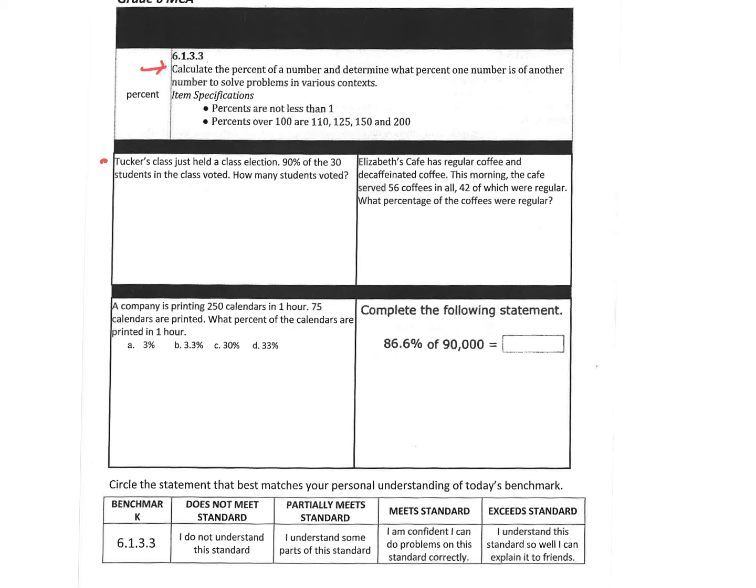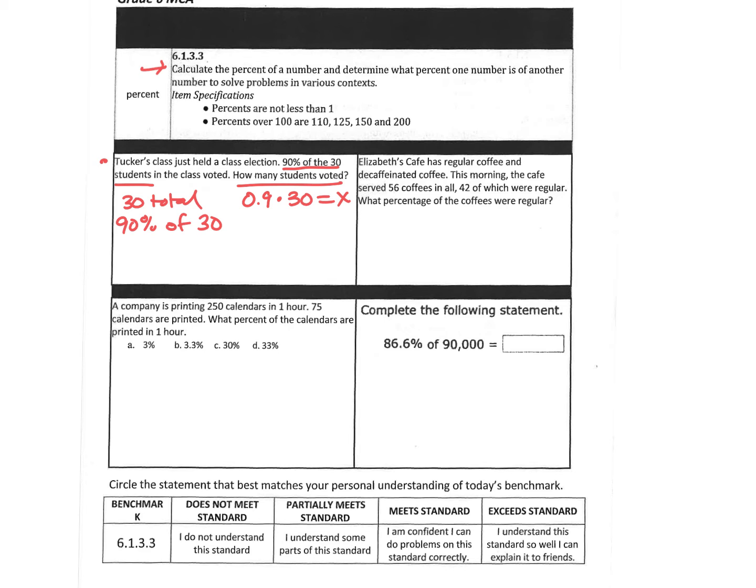Tucker's class held a class election. 90% of the 30 students in the class voted. How many students voted? So I know that 30 is my total, and I know that 90% of the 30 is what I'm looking for. So I could set up an equation, so I'll show you the multiple different ways. So I might be able to say 90% as a decimal of 30 is what number?